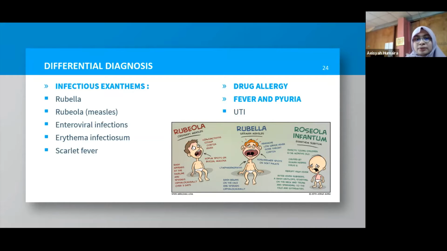It can also be caused by a drug allergy, because when the child has a fever and takes drugs, the child may develop a rash from the drug allergy. For the differential diagnosis of fever and pyuria, it may also be mistaken for a urinary tract infection, because urinary tract infection also presents with fever and pyuria. So there is a need to do further analysis, like a urine culture.